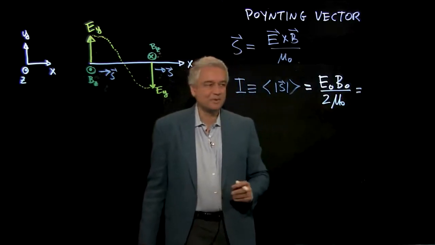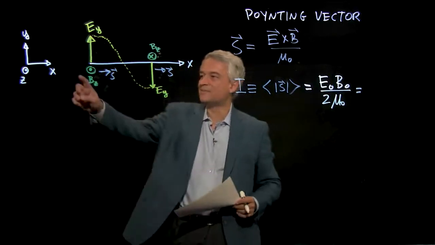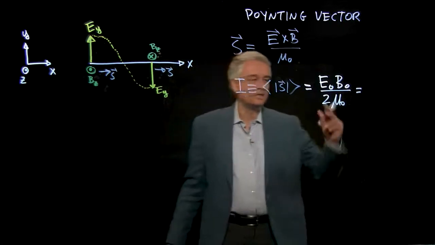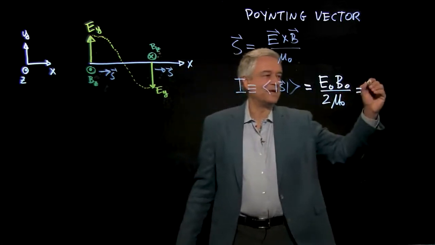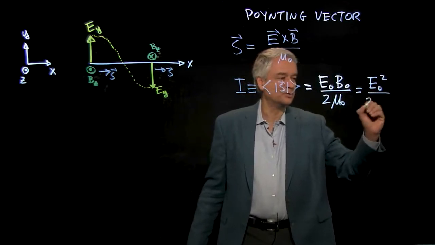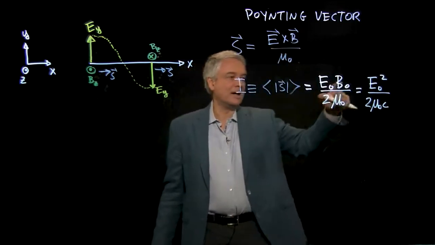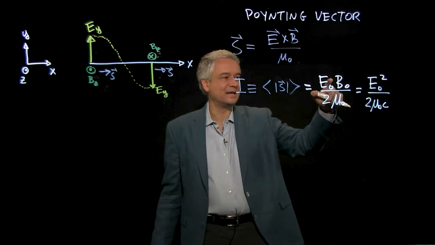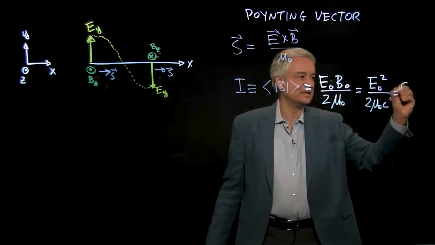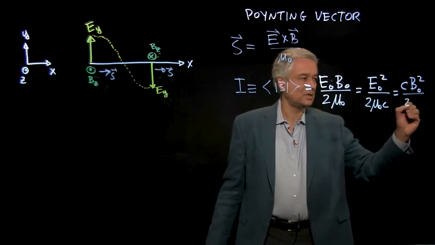But now let's remember that in the electromagnetic wave solution that we found, the peak magnitude of the B is related to the peak magnitude of the E. They're proportional to each other, except with a factor of C. So I can write this also as E naught squared over 2 mu naught C. Or I can eliminate the E naught. I can take E naught and replace that by B naught times C, and this will then give me C times B naught squared divided by 2 times mu naught.